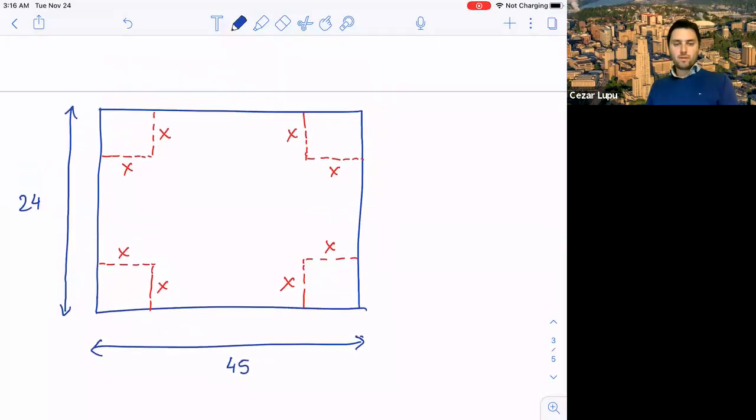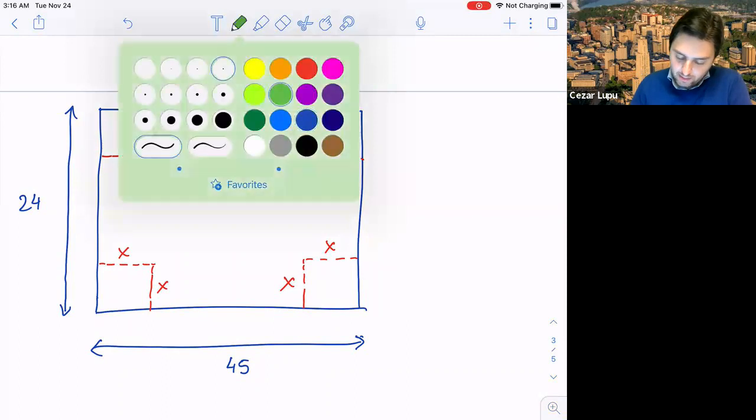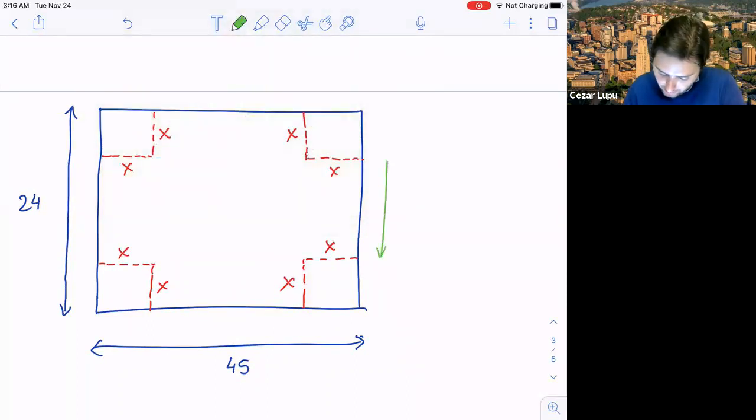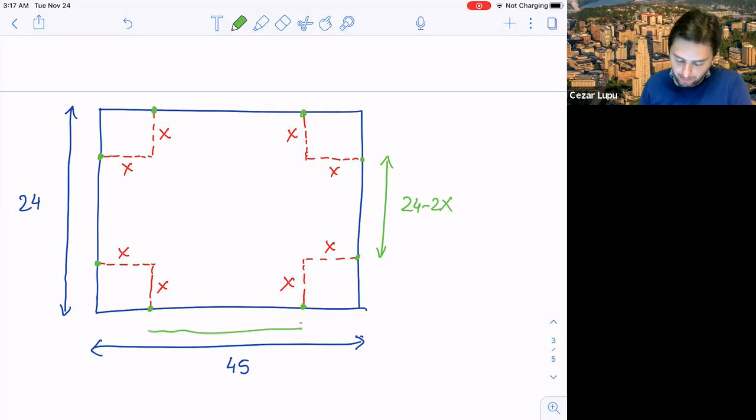The same goes with the parallel sides. Okay. Now it's quite clear what happens. Let me look here. This guy here, between these 2 points, let me point them out here so that you can see it. So from here to here, this will be 24 minus 2x. From here to here, this will be 45 minus 2x.